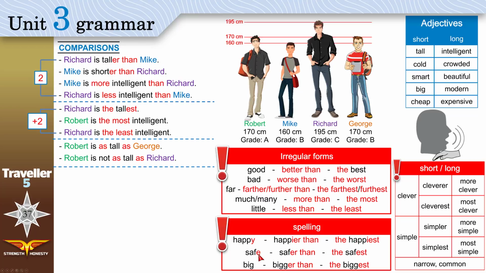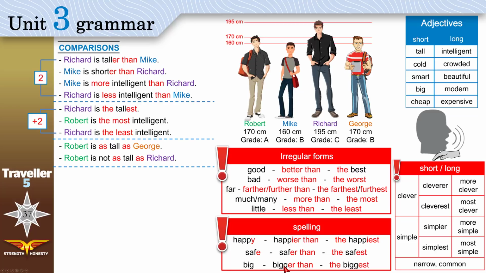Adjectives ending in E, you don't add ER to them. You just add R or ST. That is enough. Adjectives contain one vowel between 2 consonants. Vowels are A, E, I, O, U. If you see one of these vowels between 2 consonants, not vowels, you need to double the last consonant.